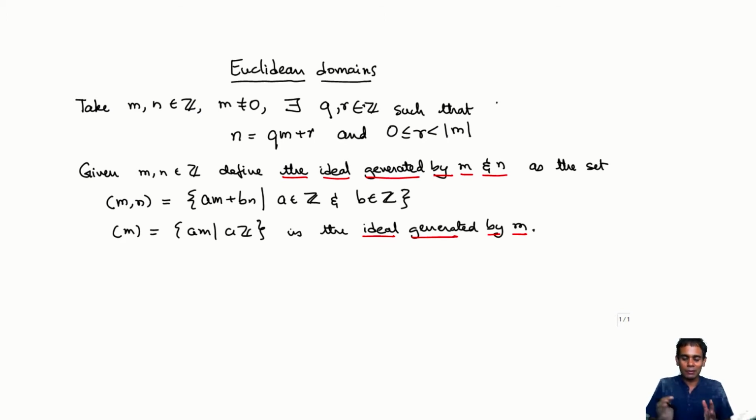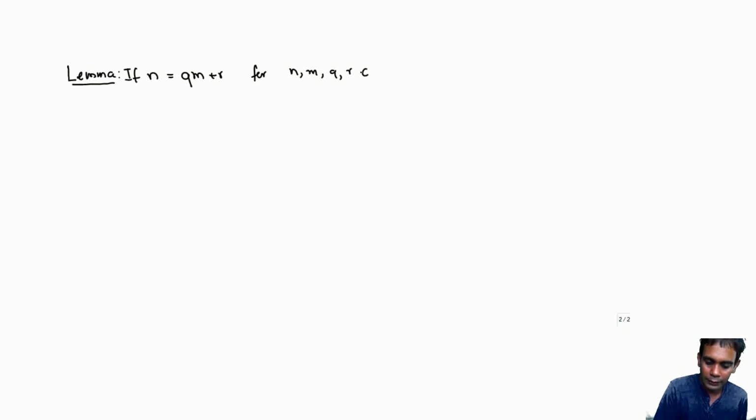I'll state all this in a somewhat ideal theoretic manner because what we are interested in is understanding ideals in Euclidean domains. So let me start with a lemma. Suppose we have this Euclidean division, n equals qm plus r, for n, m, q, r all integers. Then I claim that the ideal generated by m and n is the same as the ideal generated by m and r.